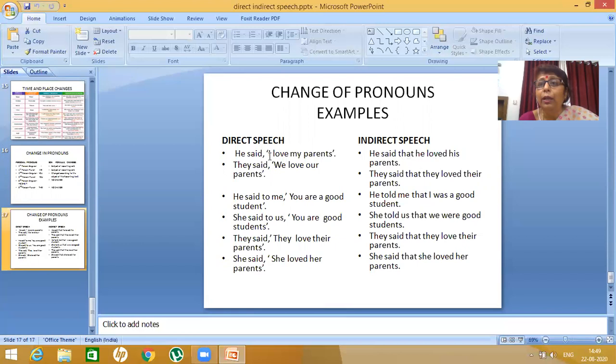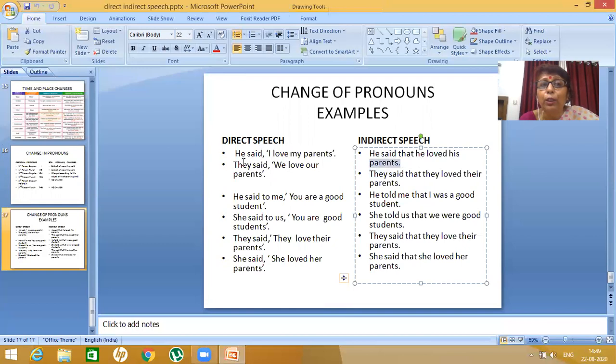I told you that the first person changes. The first person in the reported speech will change according to the subject of the reporting verb. So here, this is "he" over here. This "I" changes according to the subject. It becomes "he" over here. He said that he loved his parents.